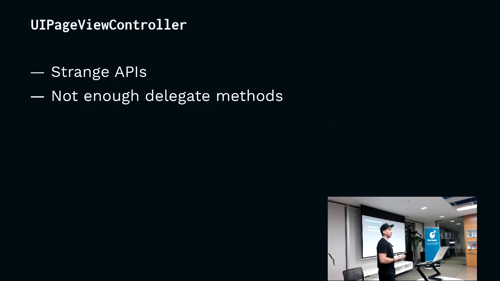Number three, UIPageViewController. Does anyone use UIPageViewController? What are your thoughts about it? Right, why not use a collection view? The API is really weird because when you create a UIPageViewController, you have to pass in an array of view controllers that can only contain one item, I think. And the delegate methods are really weird. Let's say I want to track when the X position is being scrolled. I actually cannot get the value of that X position. So that annoys me. My highest rated answer on Stack Overflow is about UIPageViewControllers, so I've got a soft spot.